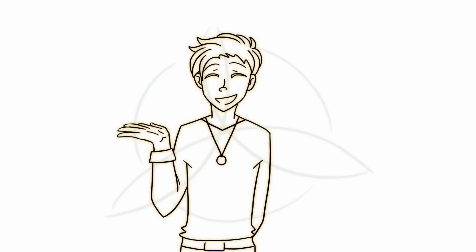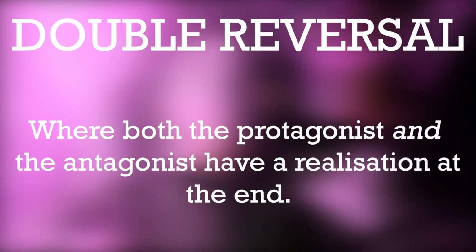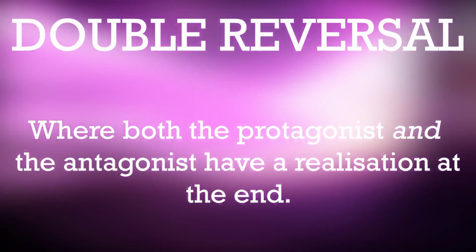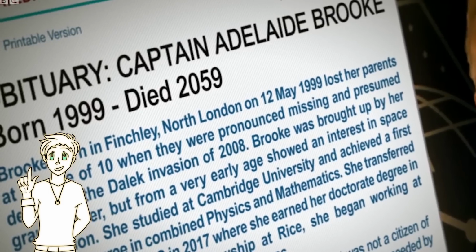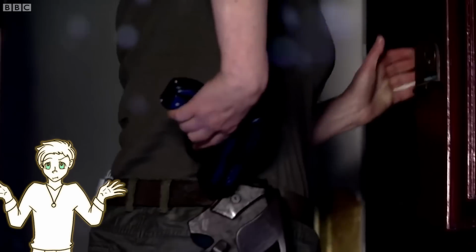One way to distinguish your story from this common pattern is with something called a double reversal, where both the antagonist and the protagonist have a realization at the end. In the Doctor Who episode The Waters of Mars, the Doctor realizes at the end that he has become too controlling and gone too far, and Adelaide Brooke, while she is more of an opponent than an antagonist at the end, realizes she can't go changing time like she originally intended.